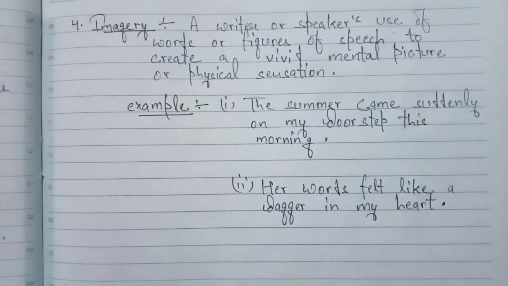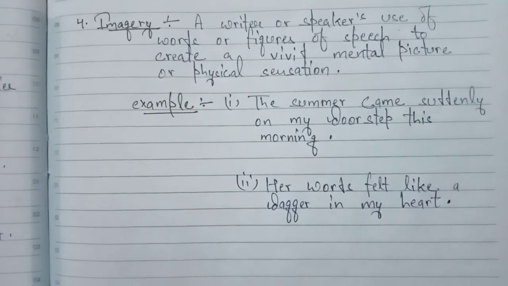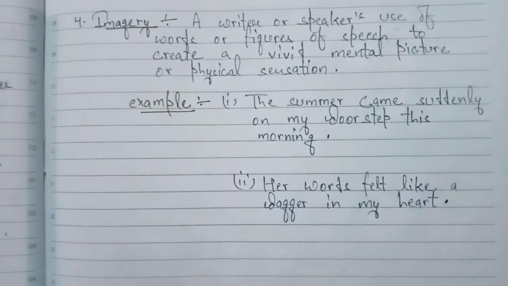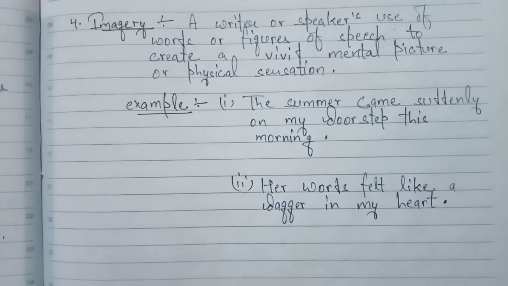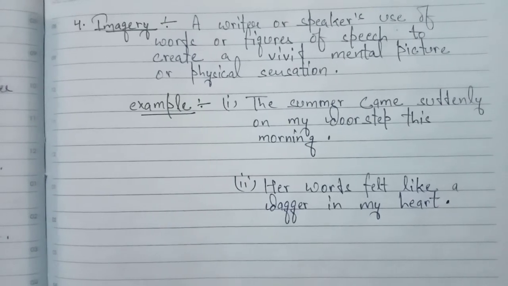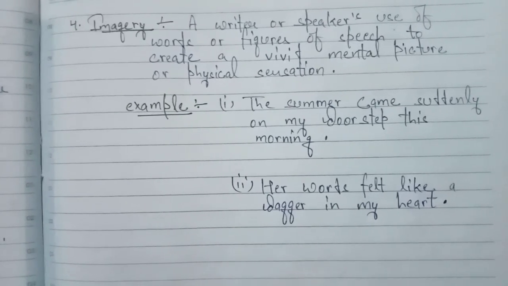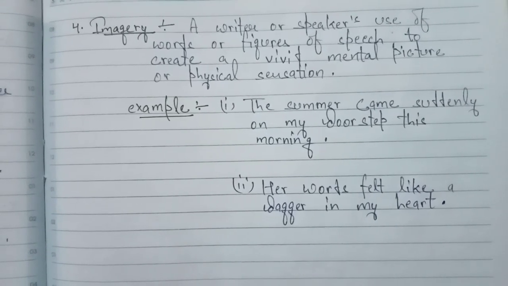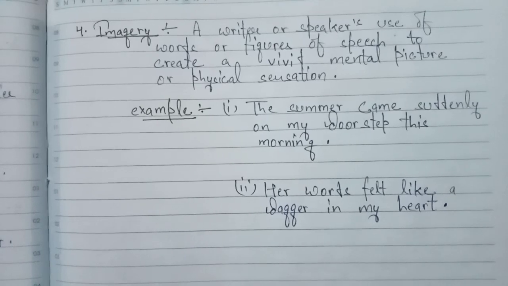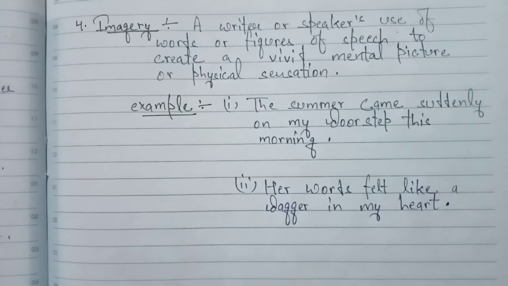The second example is, her words felt like a dagger in my heart. Now, by reading this, you can create a mental picture that someone's words were so harsh that it felt like a dagger in someone else's heart. Okay, so this is another example of imagery.